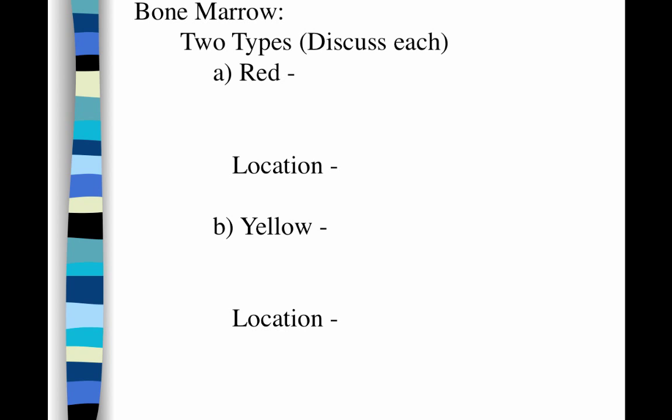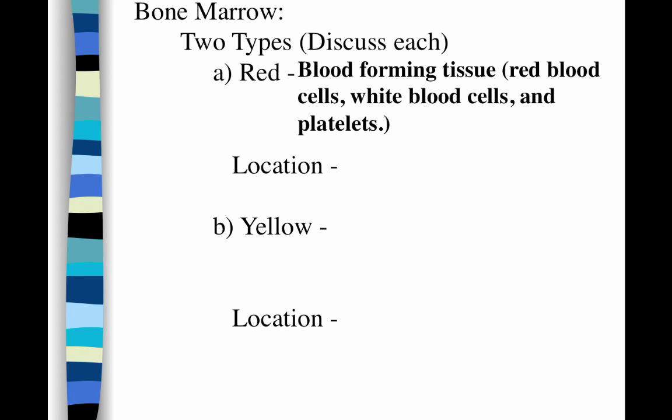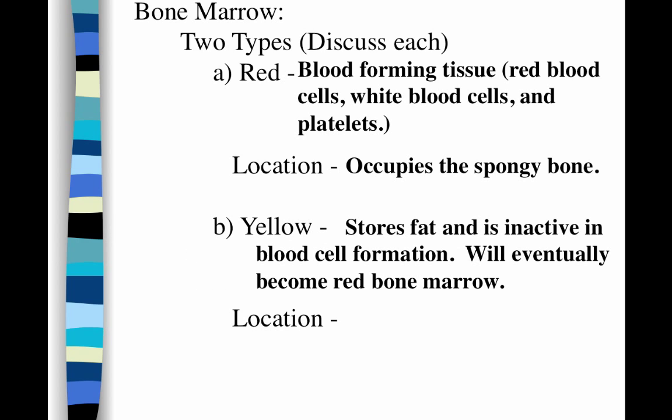So here are the two types of bone marrows, red and yellow. Red is found in the epiphyseal ends of the bones, and they form red blood cells and white blood cells, the ones that fight infections, and they also form platelets, which is a main component of blood actually. Yellow bone marrow you'll find in the diaphysis, and yellow marrow actually stores fat, and it's not very active in blood cell formation. However, at some point in time, yellow marrow does become red marrow, and you'll find that in the diaphysis.